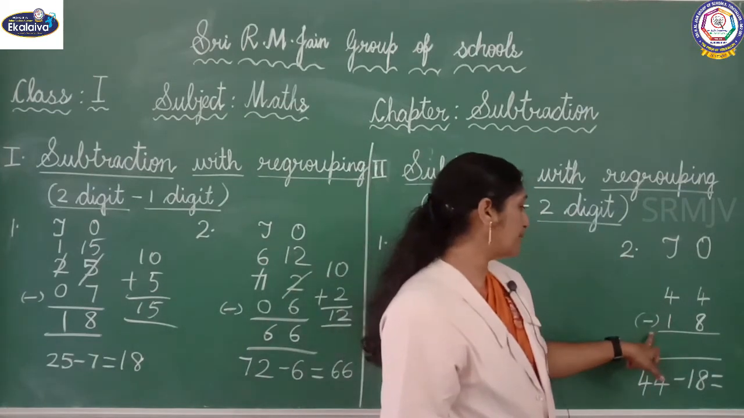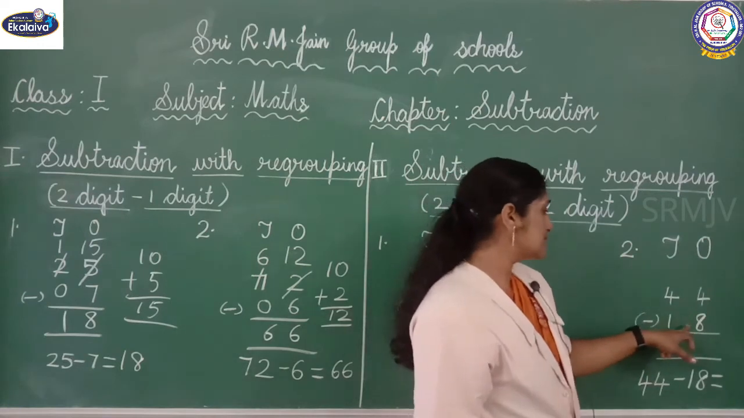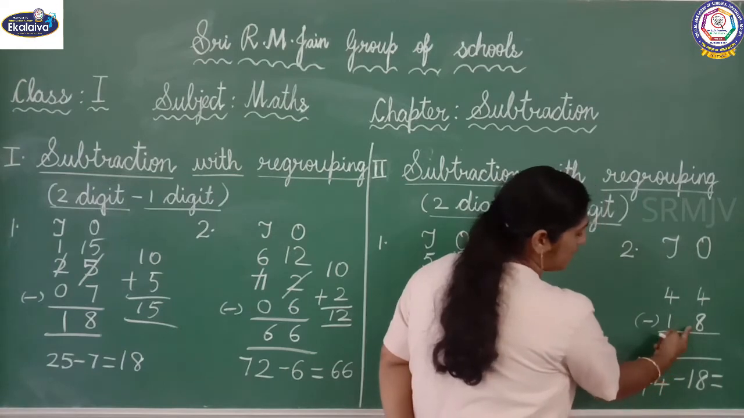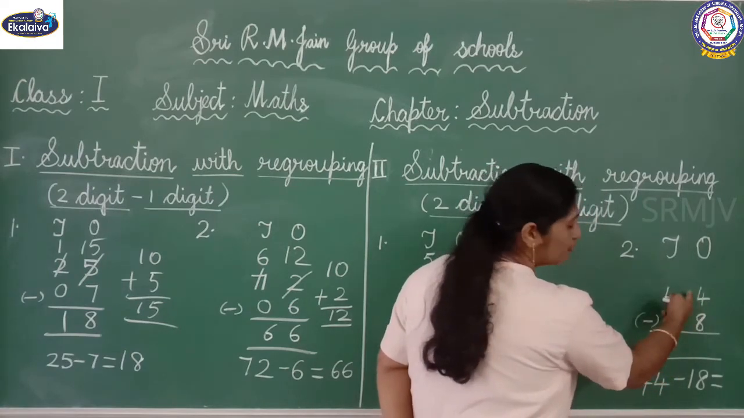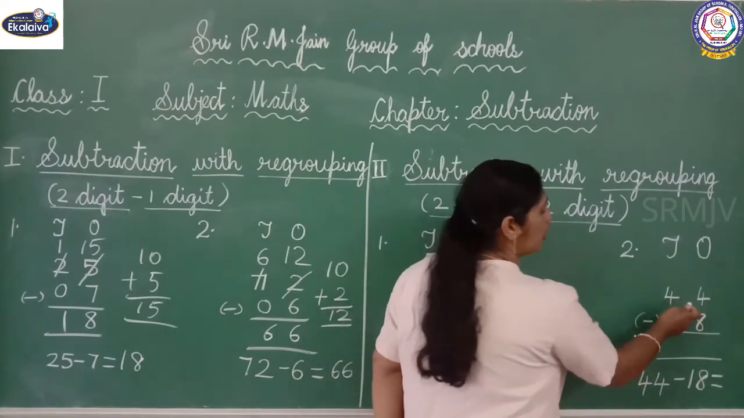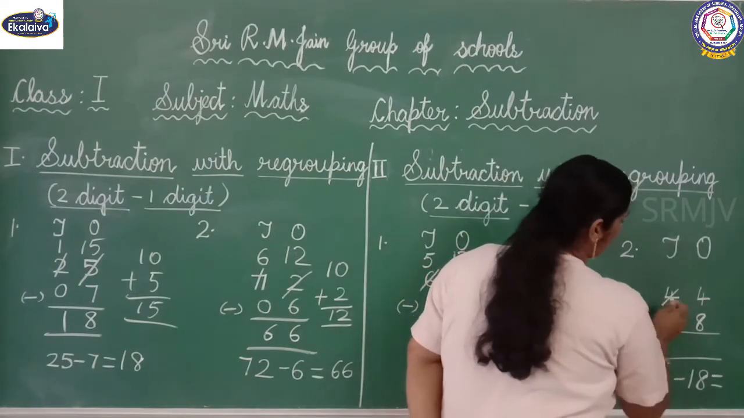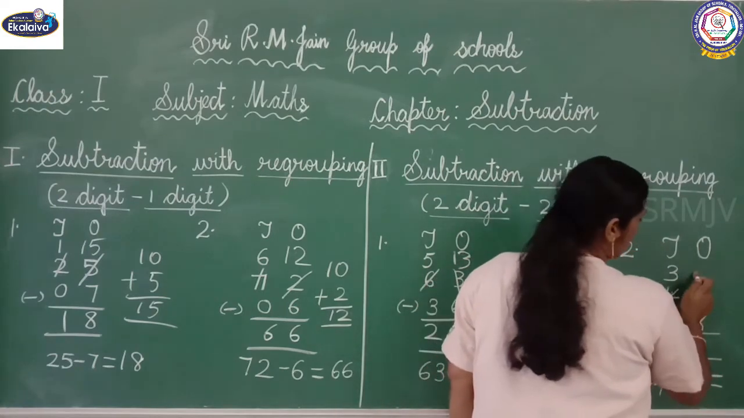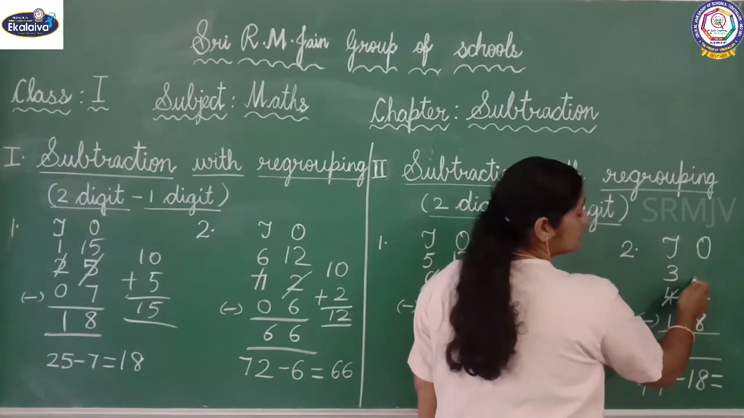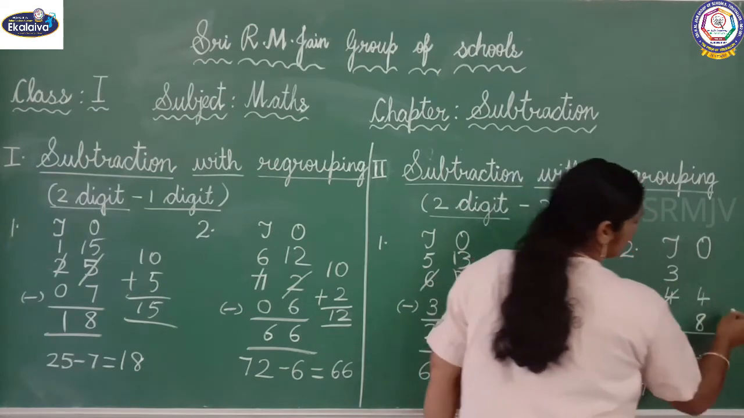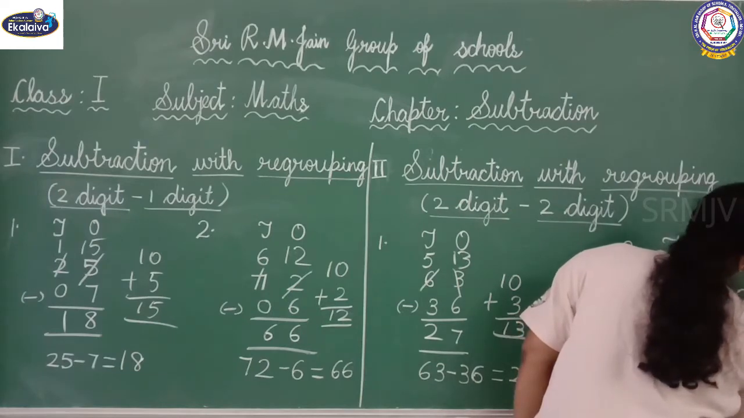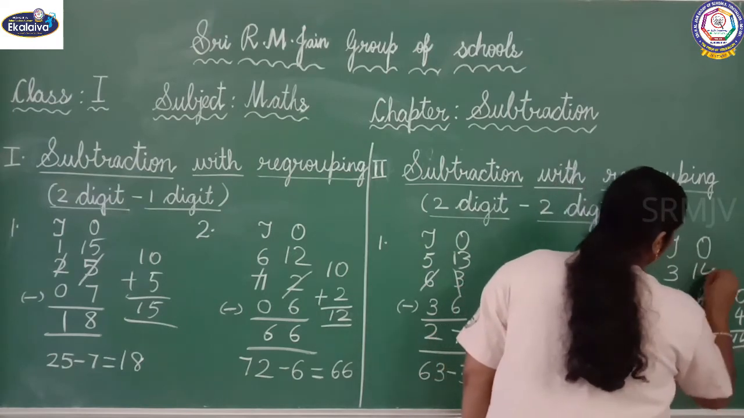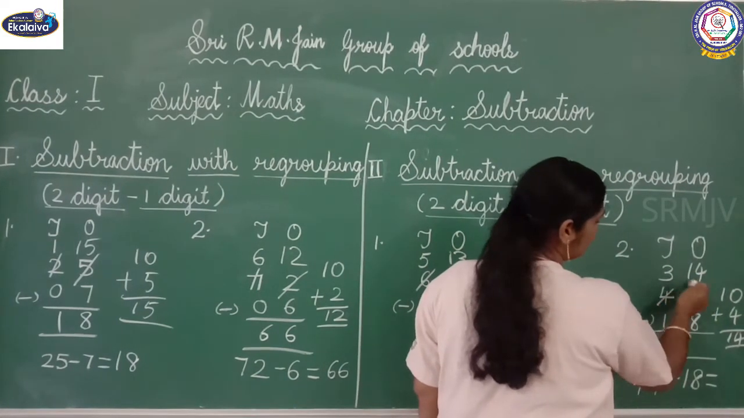Now 44 minus 18 we are going to subtract. See, I am going to subtract the ones first. It is not possible to subtract 8 ones from 4 ones. So I am going to borrow 1 ten from this 4 tens. 4 minus 1 is equal to 3 and regroup 1 ten to 10 ones. That is 1 ten is equal to 10 ones plus 4 ones is equal to 14. So write 14 and now I am going to subtract 14 minus 8.